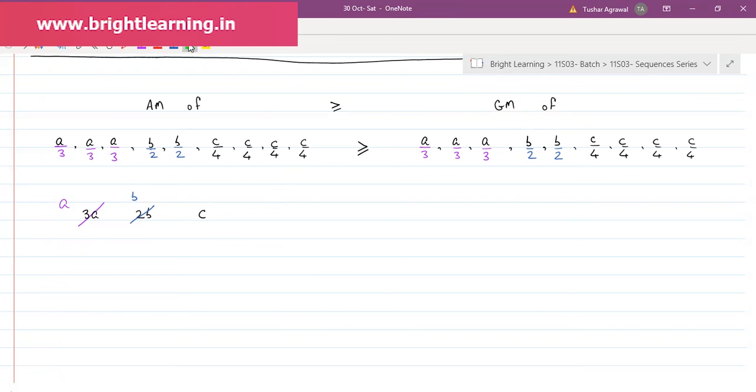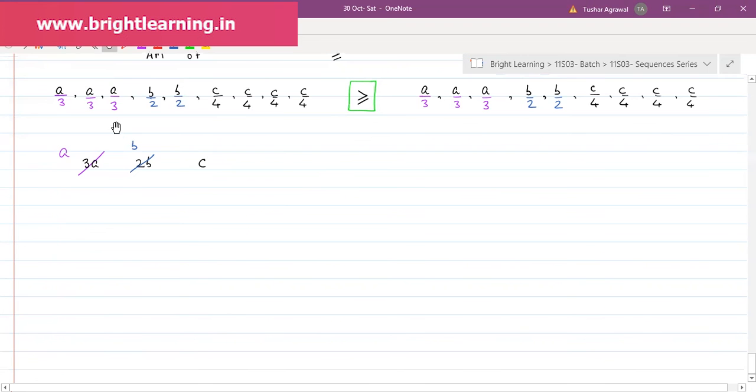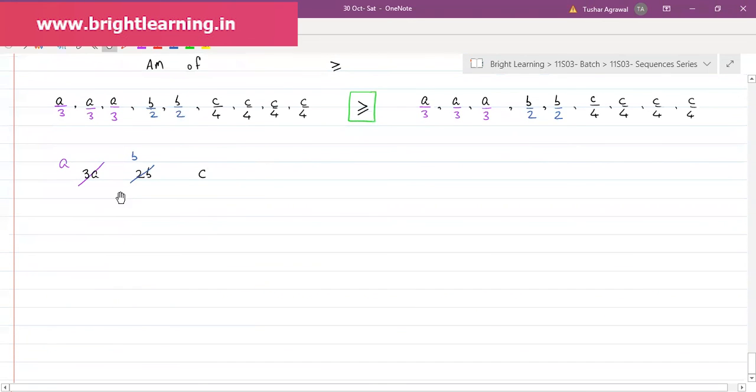Yes or no? The arithmetic mean of these terms, A by 3, A by 3, A by 3, B by 2, B by 2, and so on, all positive terms, is greater than or equal to the geometric mean of all these positive terms. On the LHS, the arithmetic mean is the addition of the A upon 3 terms, the B by 2 terms, and the C by 4 terms, divided by 9. Realize that there are 9 terms: 1, 2, 3, 4, 5, 6, 7, 8, 9.